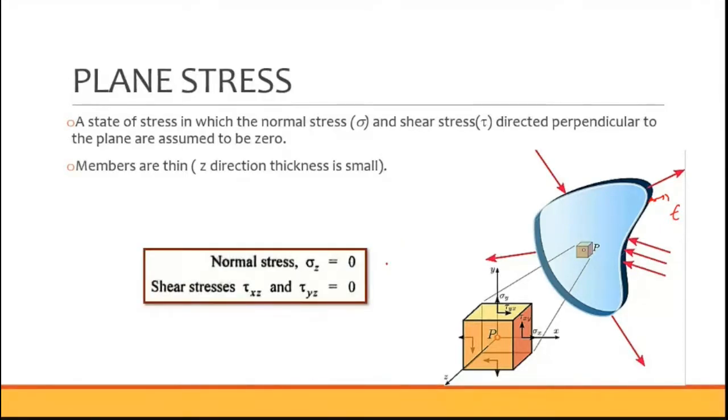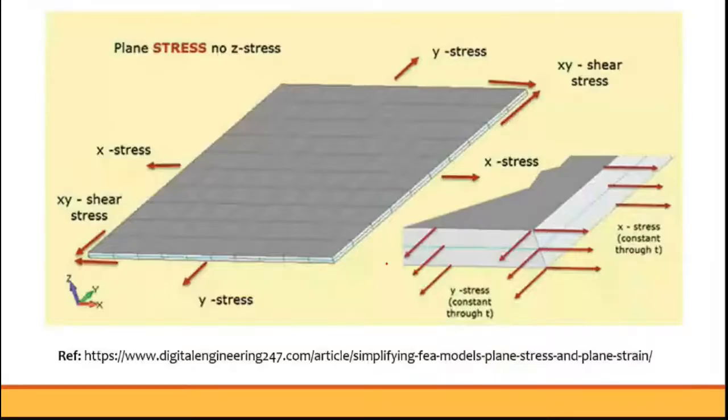In this, you can see that sigma z, the stress in the z direction, is 0, and the shear stresses in the z direction, tau xz and tau yz, are also 0. It comes under plane stress condition. Let me consider here, if I want to analyze a frame like this, in 2D, what will I draw? I will draw this rectangle, because the thickness is very less here. So I can consider this as a plane stress problem, and I can easily solve this in the plane stress category.